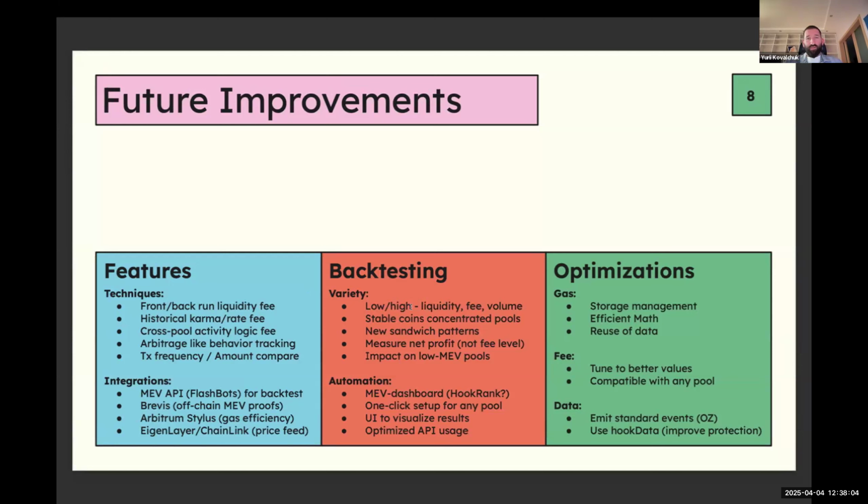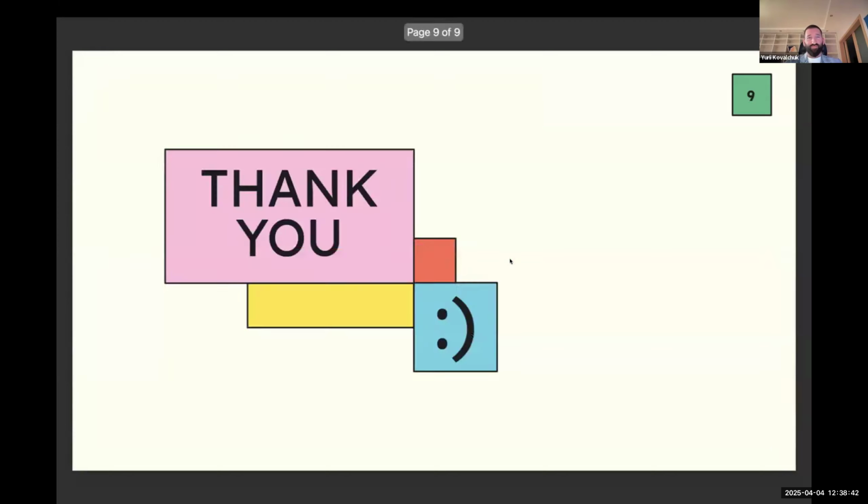And yeah, backtesting, everything is based on backtesting. I did a lot of backtesting with The Graph project, and I want to improve it to educate my project and find a better way to set up fee levels, etc. So I'll try to test my solution against different kinds of pools with low or high liquidity, fee level, volume, some stablecoin concentrated pools, etc. Yeah, and also optimization as well. Actually, that's it. Thank you.